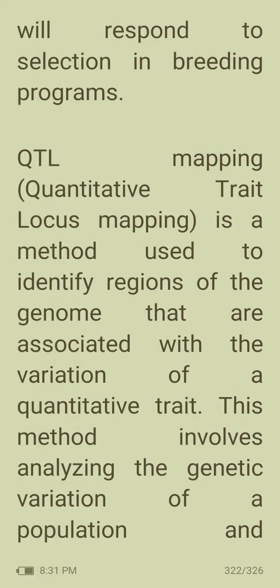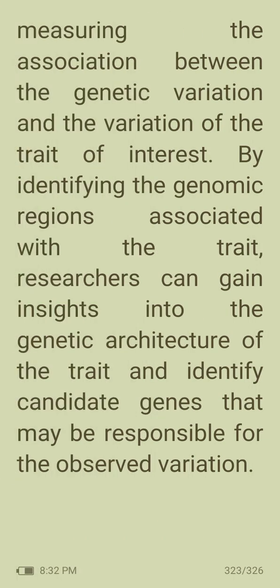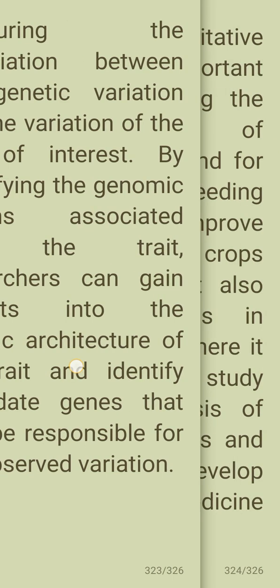selection and breeding programs. QTL mapping, or quantitative trait locus mapping, is a method used to identify regions of the genome that are associated with the variation of a quantitative trait. This method involves analyzing the genetic variation of a population and measuring the association between the genetic variation and the variation of the trait of interest. By identifying the genomic regions associated with the traits, researchers can gain insight into the genetic architecture of the trait and identify candidate genes that may be responsible for the observed variation.